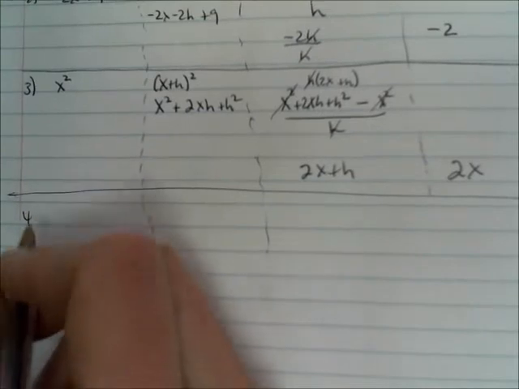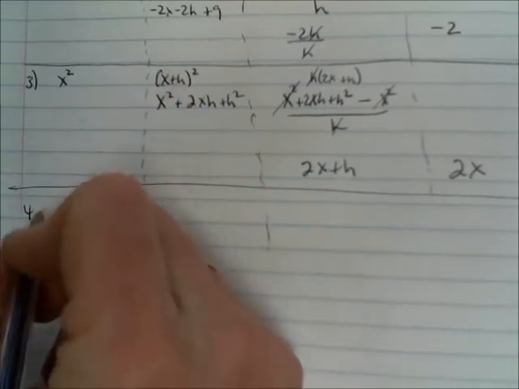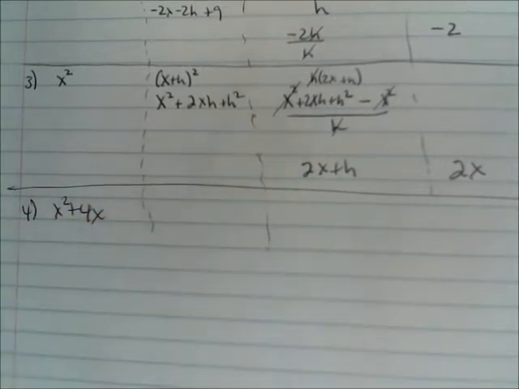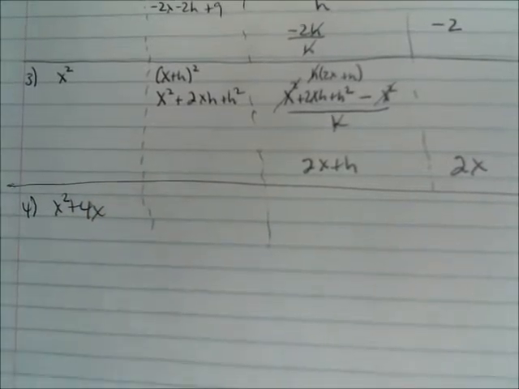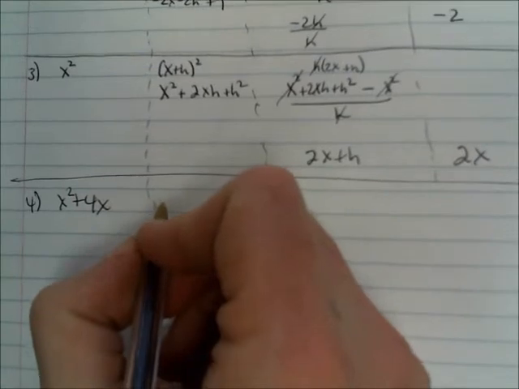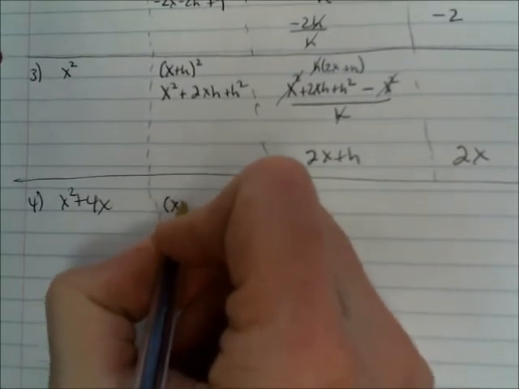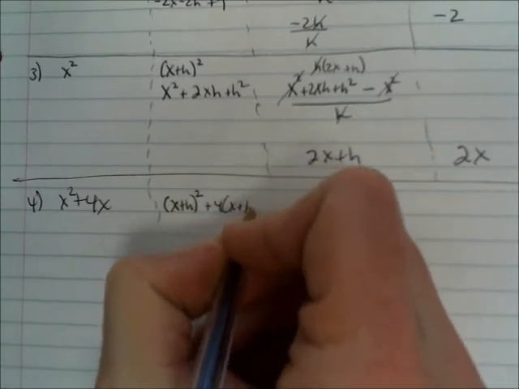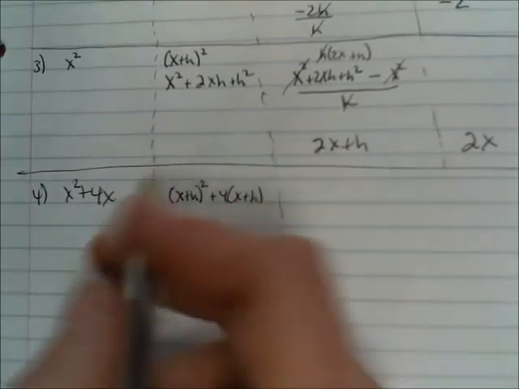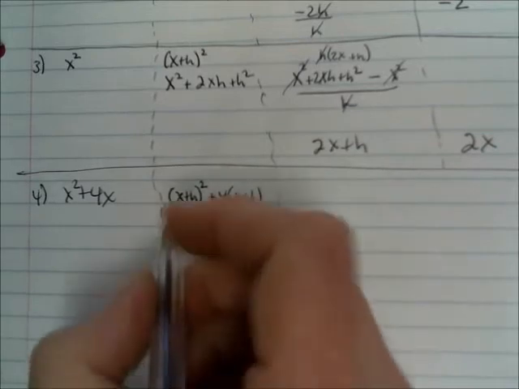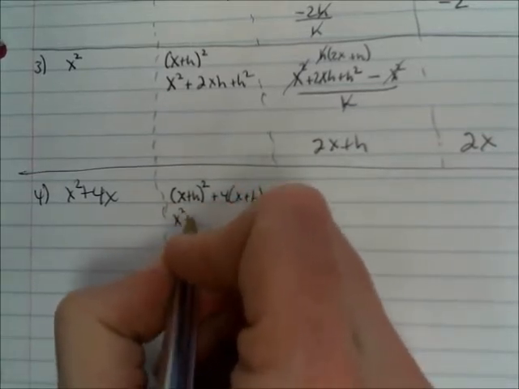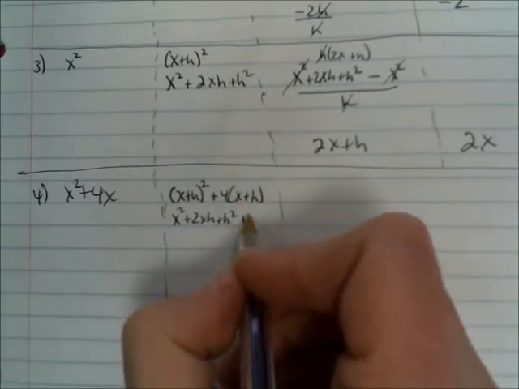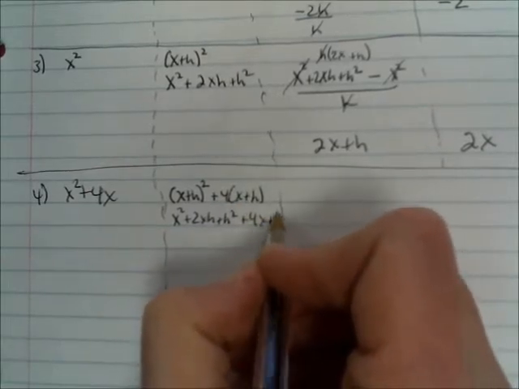Example number 4. What if you have x squared plus 4x as your function? Well, what we have with f of x plus h is x plus h squared plus 4 times x plus h. Well, we have to clean this up a little bit. We have to FOIL like we did before, and we get x squared plus 2xh plus h squared. And then we have to add to that 4x plus 4h.